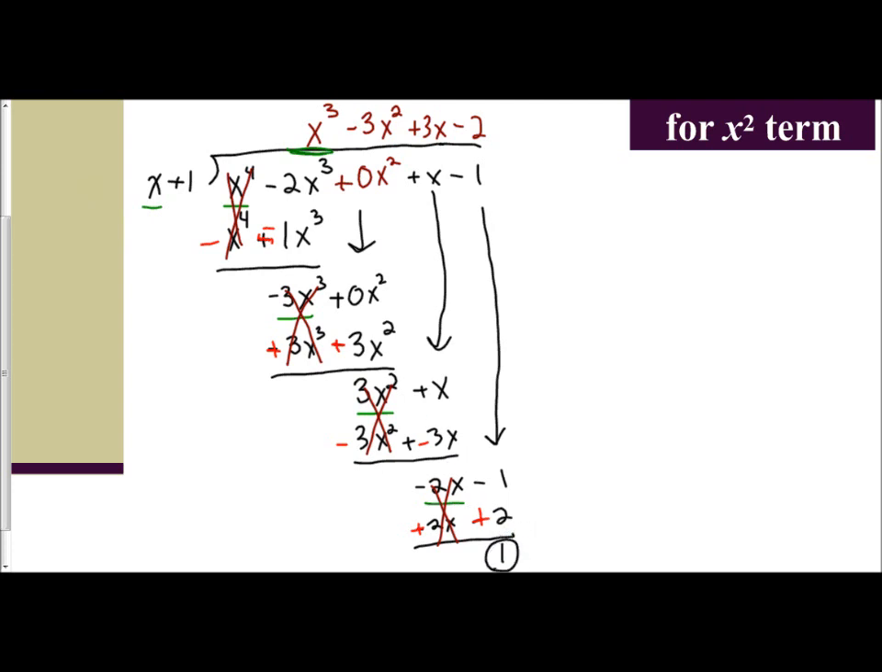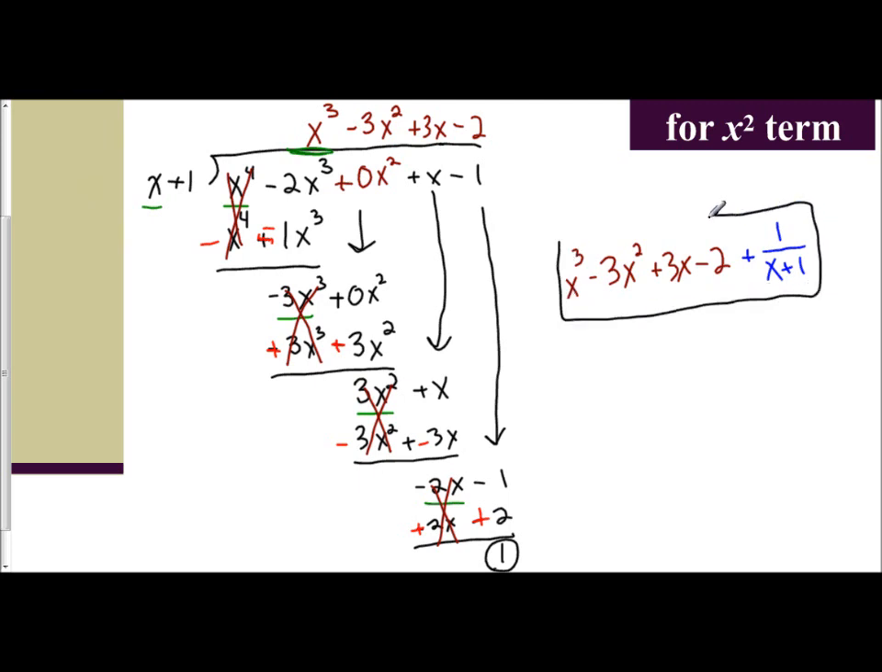And so my final answer is x cubed minus 3x squared plus 3x minus 2. My remainder is a positive, so plus 1. So I'm going to put that over what I divided by, which was x plus 1. And so that is the solution when dividing our x to the fourth minus 2x cubed plus x minus 1 by x plus 1. The key is if you're missing a term, you have to insert it in there.